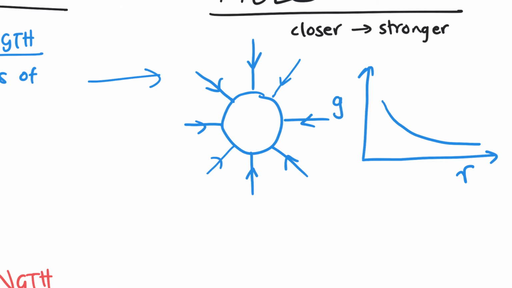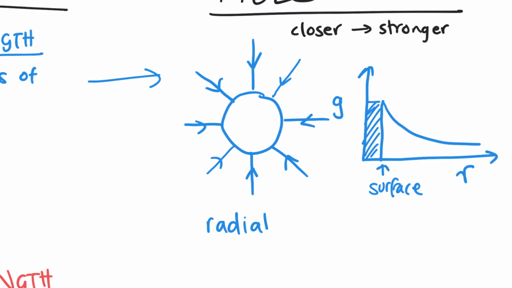So gravitational field strength here is on the y-axis, and the distance from that is on the x-axis. Now, we're not really too concerned with what's happening in this section here. We're starting from the surface of the planet, and as we move away from the surface of the planet, that value for g decreases. And we would describe this shape of field as a radial field.